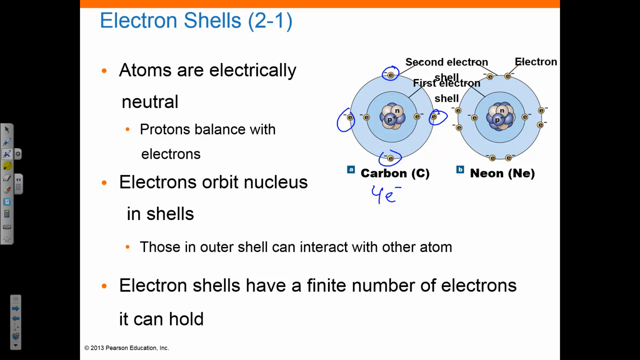Neon, on the other hand, if we take a look at its outer orbital shell here, we see there are 1, 2, 3, 4, 5, 6, 7, 8. So the outer shell, the second shell, this would be shell number 1, shell number 2, has 8 electrons, which is the maximum capacity the second orbital shell can hold. So neon has a full outer shell.